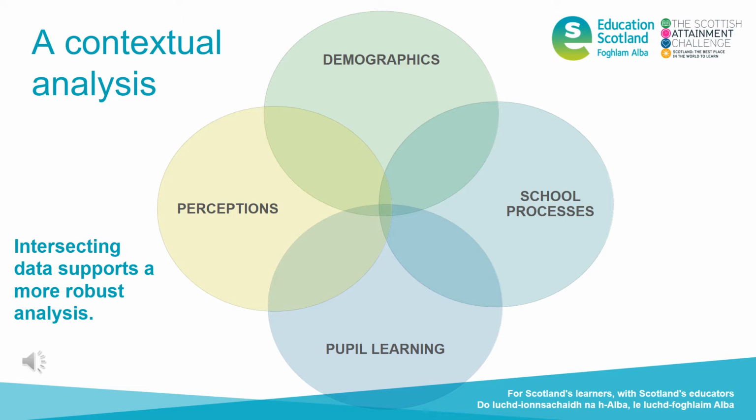Demographics. The descriptive information about the school and its community. This might include levels of poverty and attendance and exclusion rates. School processes. The inputs that impact learners, including pedagogical approaches, the curriculum, tracking and monitoring processes, and pupil support. Pupil learning, the outputs, the impact for learners. This includes information on engagement, well-being, participation, attainment and achievement. And perception data, the views of staff, learners, parents and partners.